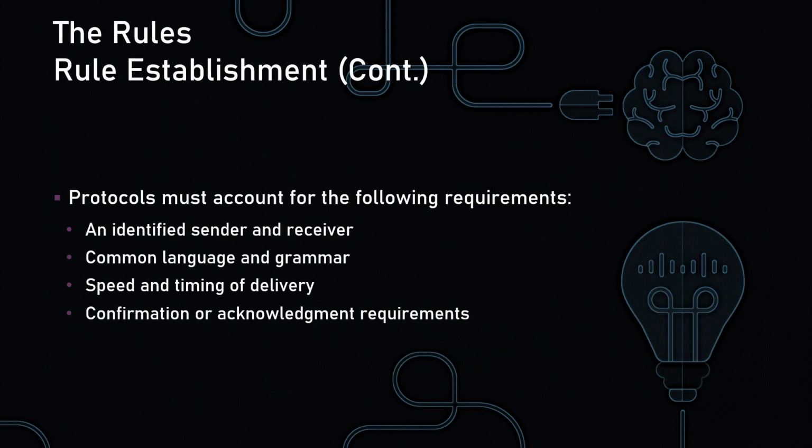So protocols have to account for identified senders and receivers, common language and grammar, speed and timing of delivery. If I were speaking as fast as I could, or was speaking exceptionally slowly, it would make it very hard for you to understand if you were anticipating a particular speed. Confirmation or acknowledgement of requirements is going to be dependent on what protocol we're using.